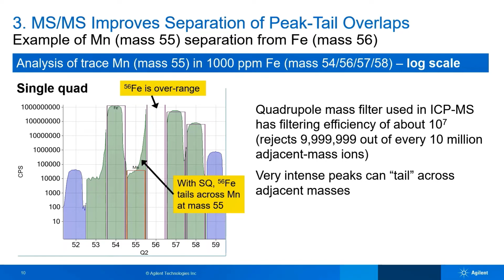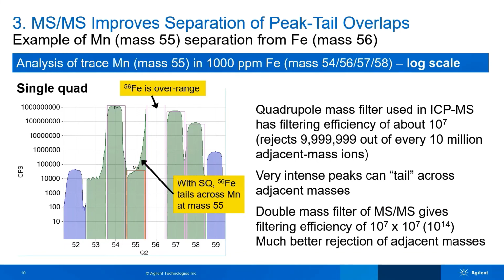Now that's despite the fact that the quadrupole we use in ICP-MS is a very efficient, very effective mass filter. It rejects all but 1 out of every 10 million adjacent mass ions. So in this case, the iron is just so intense that it is making a contribution to the adjacent manganese peak. If we utilize ICP triple quad, we have a double mass filter, so Q1 before the cell and Q2 after the cell, and both of those are delivering a mass filtering efficiency of rejecting all but 1 of every 10 million adjacent mass ions.